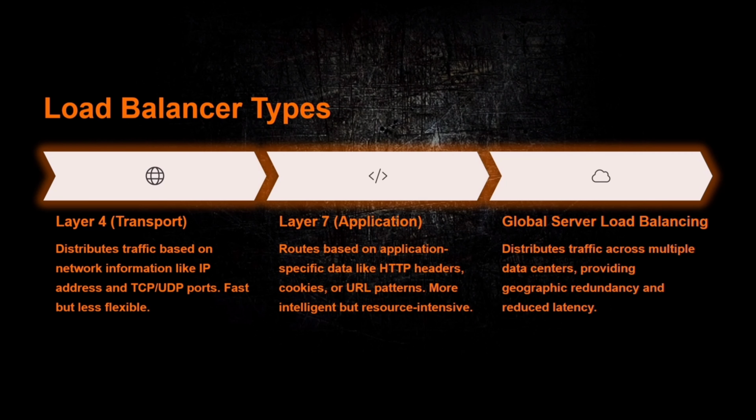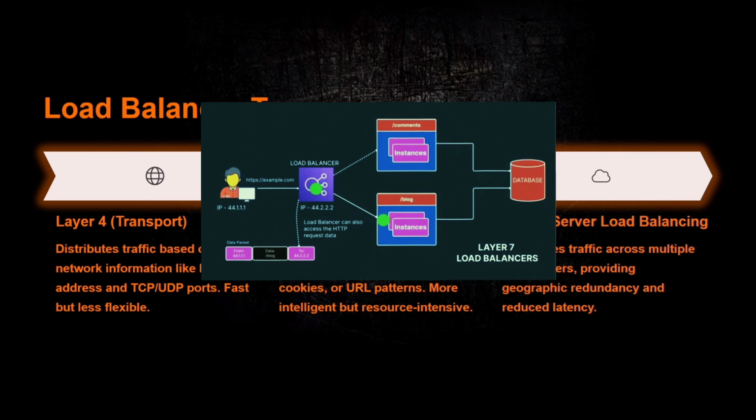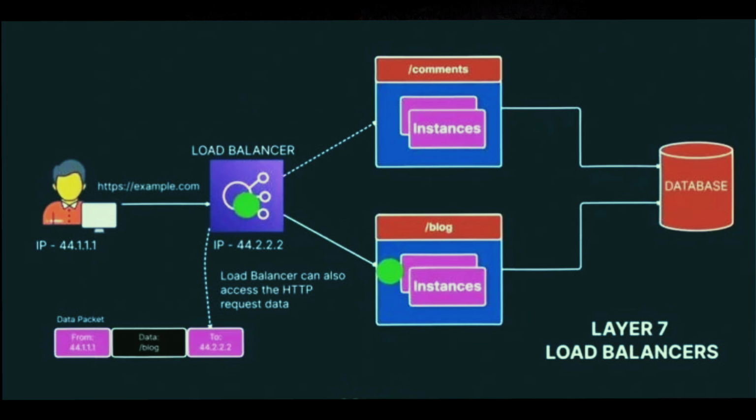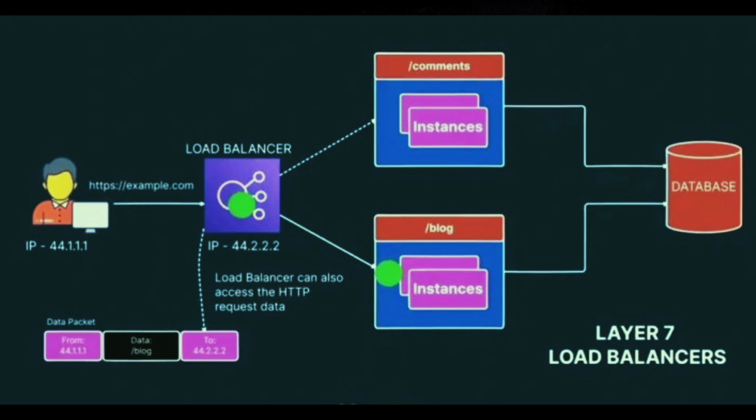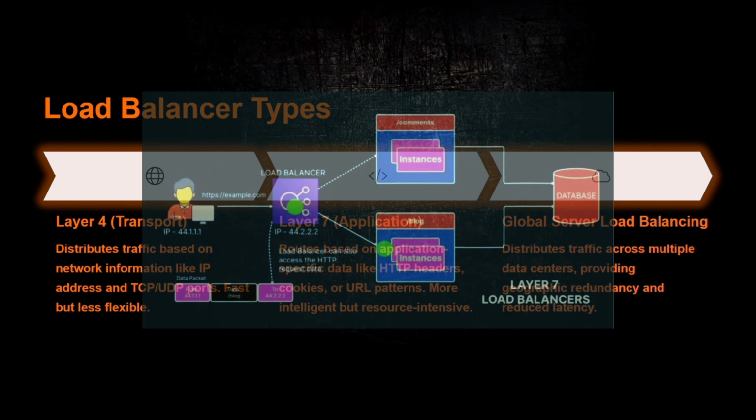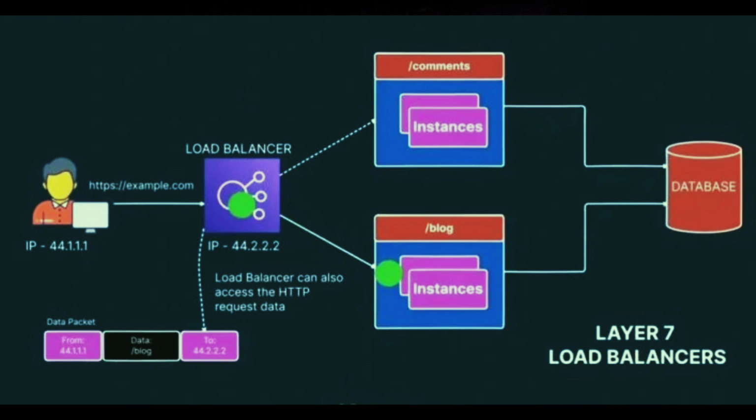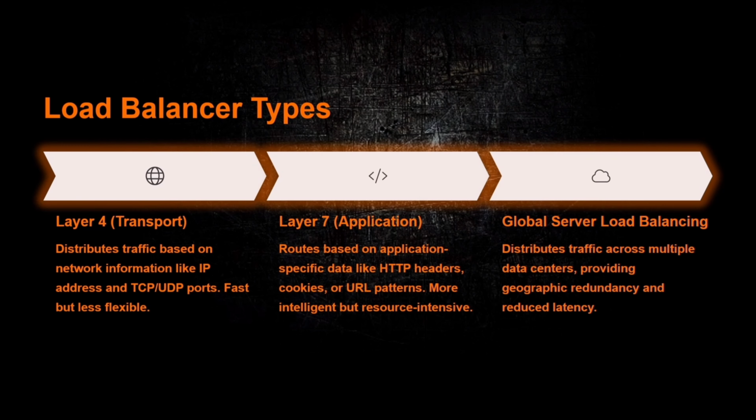Next, layer 7 load balancers work at the application layer. They look deeper into the traffic, routing requests based on application-specific data such as HTTP headers, cookies, or URL patterns. This makes them much smarter in how they distribute traffic, but that extra intelligence means they use more resources.